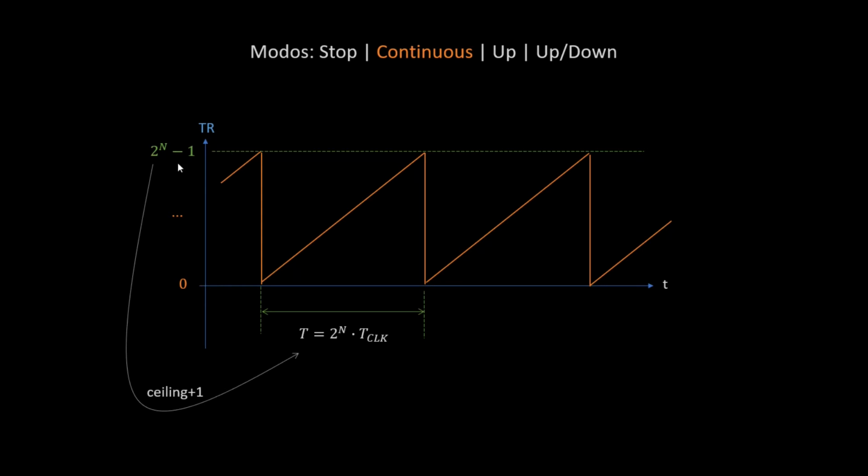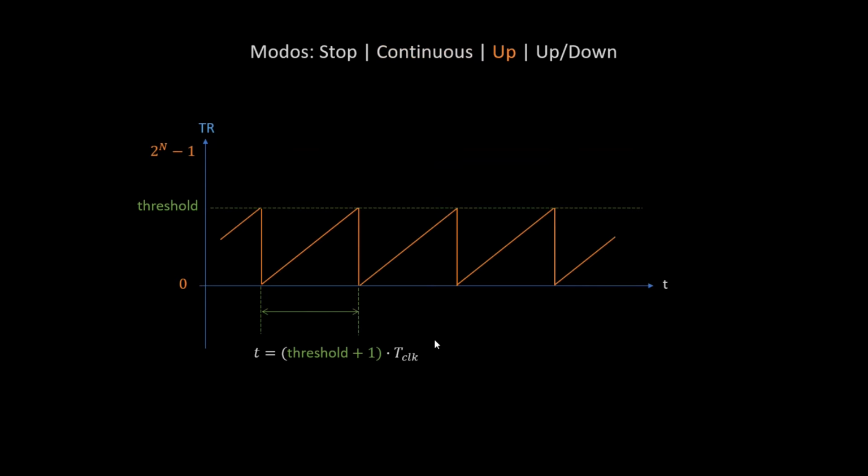So this is the ceiling of counting. That's why we have a total period of 2 to the power of n steps of counting. But in the up mode, I can actually program the ceiling to be anything between 0 and the maximum here. So this threshold, the total time that I'll count, will be the threshold plus 1 times the period of the clock. So this is very interesting to track time or to count up to a certain given amount of time.